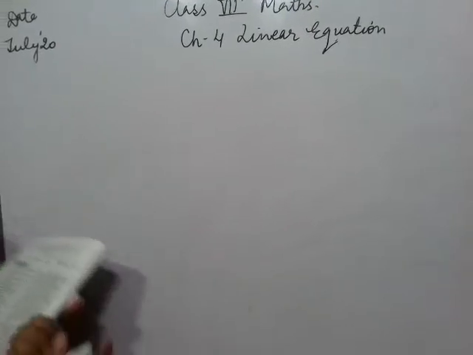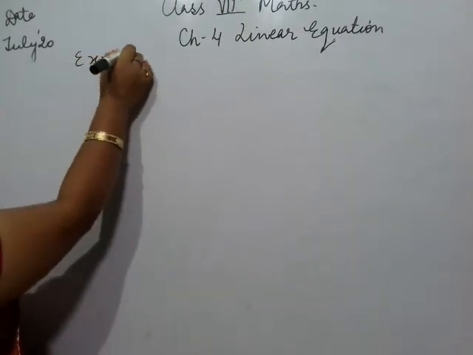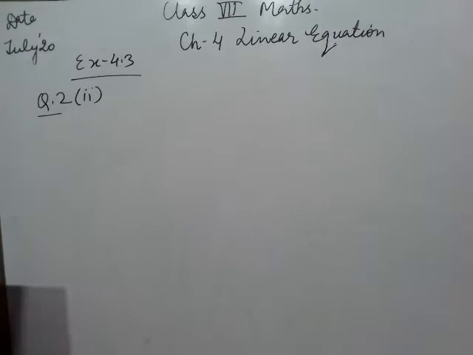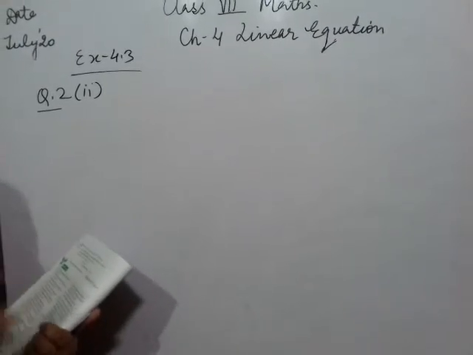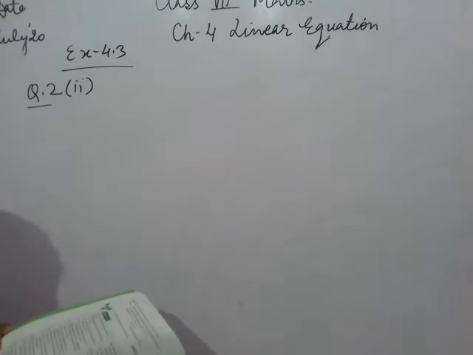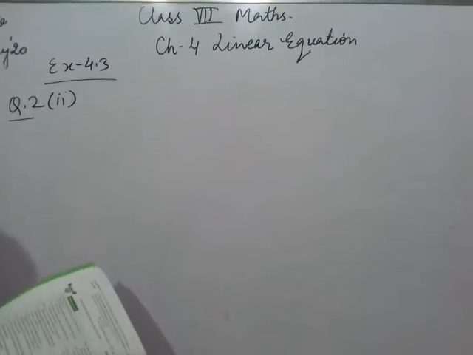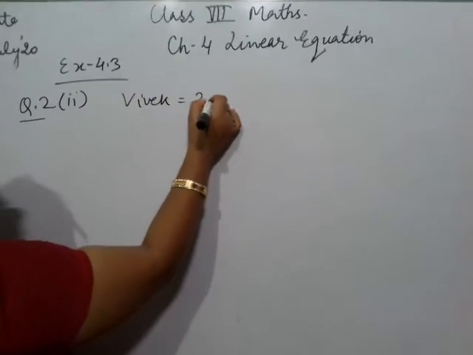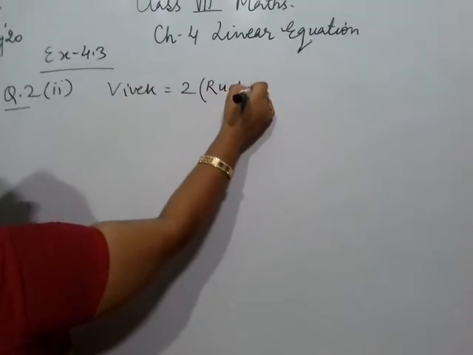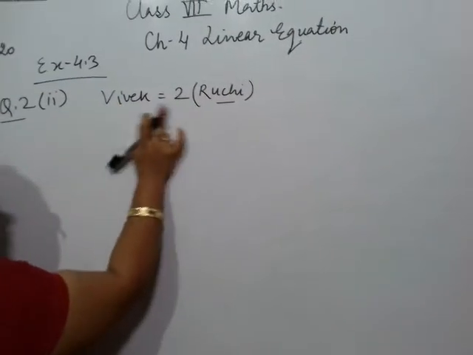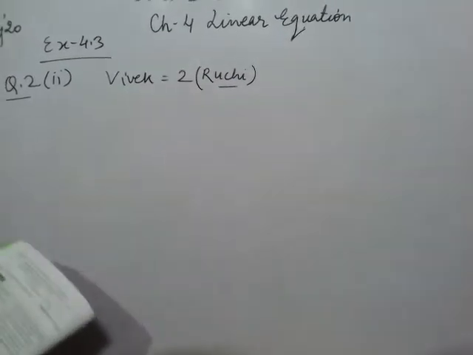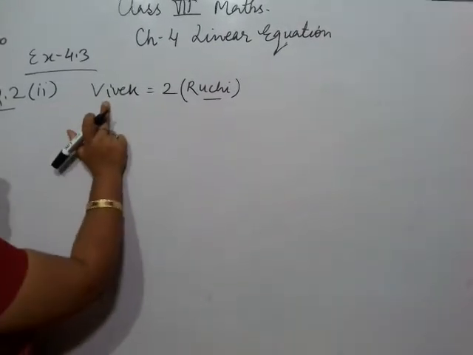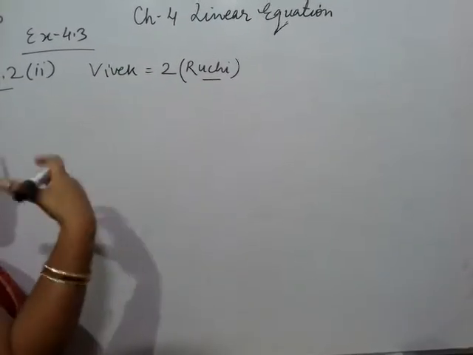Exercise 4.3, question number 2, second part. The first part was done in the class itself. I am not writing the questions, so do listen to the question carefully. Vivek is twice as old as his cousin Ruchi is now. So the age of Vivek is twice the age of Ruchi. If Vivek is 3 years older than Ruchi, now Vivek is 3 years older, meaning greater than Ruchi.